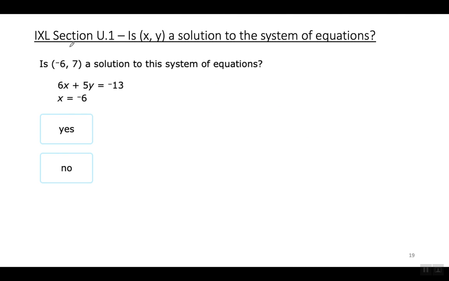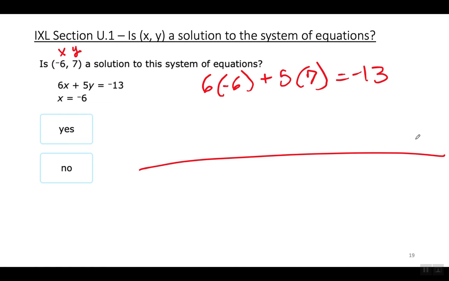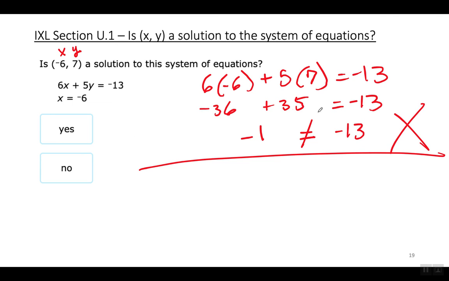All right, almost done. All right, so I'm going to substitute negative 6 for x on this one and positive 7 for y. On the top, I'm going to have 6 times negative 6 plus 5 times 7 equals negative 13. All right, and 6 times negative 6 is negative 36. 5 times 7 is 35. And as you could see, this does not work because on the top, it's going to give me negative 1, and that does not equal negative 13. So, nope. So this does not work. So the answer is no.